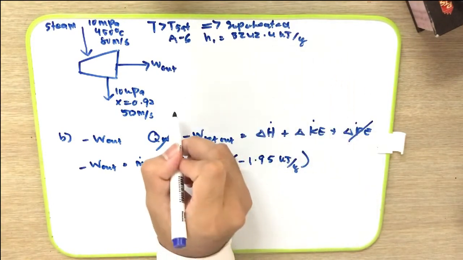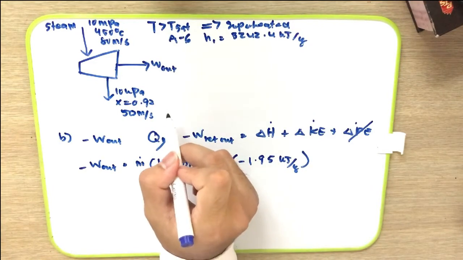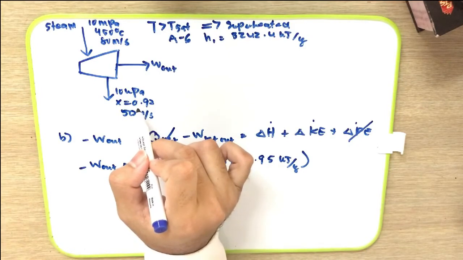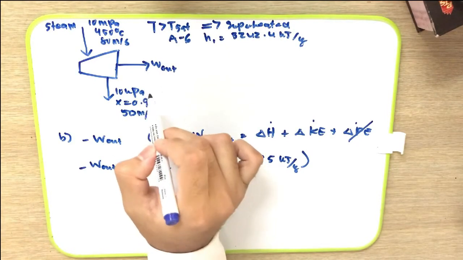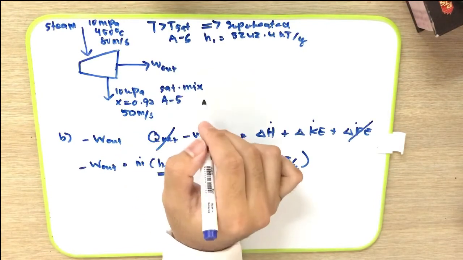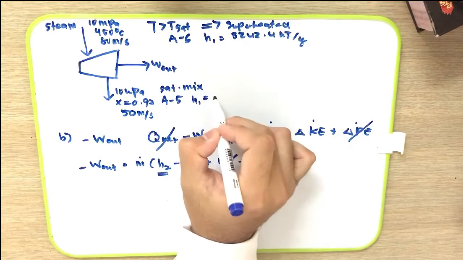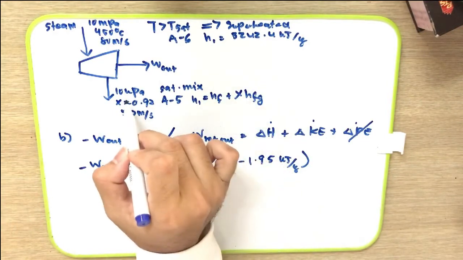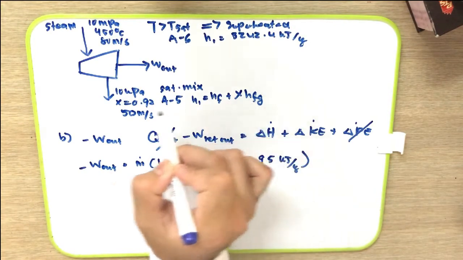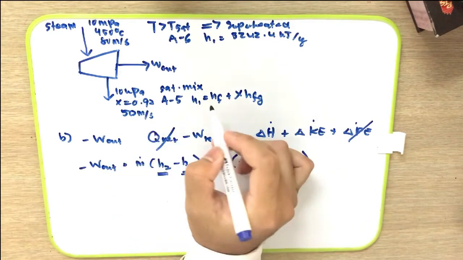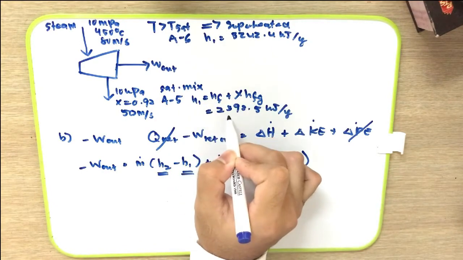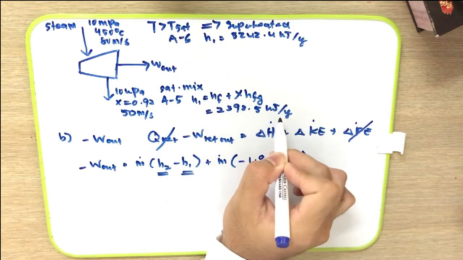Next, we have to find the H2. Before we can find the H2, we need to determine the phase first. Because we are given the quality, we know that the phase for state 2 is saturated mixture. So from table A5, we find the H2 by using this equation. By referring to pressure 10 kilopascal, we can find the HF and also HFG. The x is given, which is 0.92. After we substitute, we get the value for H2, which is 2392.5 kJ per kg.